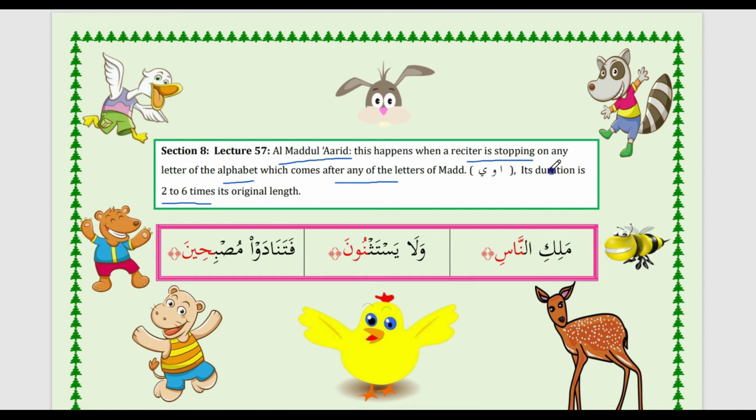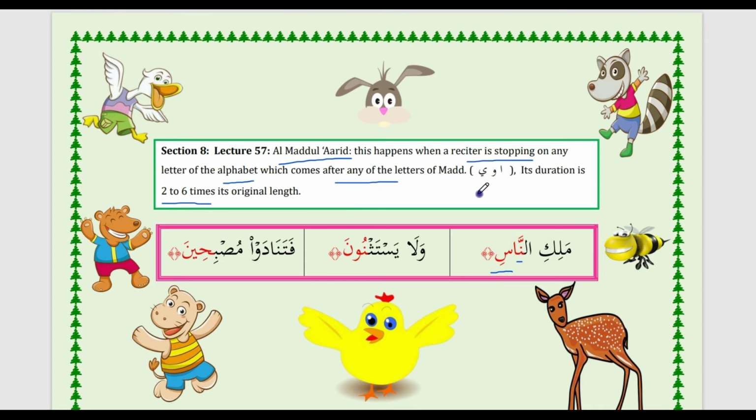For example, here Malikin Nas. So we're gonna stop on the last letter, which is Sin. And here Sin comes after Alif, which is a letter of mad. We can prolong this mad sound 2 times to 6 times. So we can say Malikin Nas, Malikin Nas, or we can say Malikin Nas, or we can go into 4 times. So 2 to 6 times is either 2 times, 3 times, 4 times, 5 times, up to 6 times.